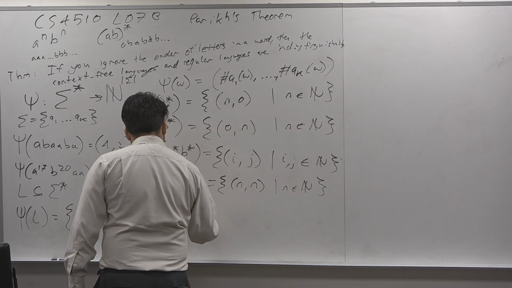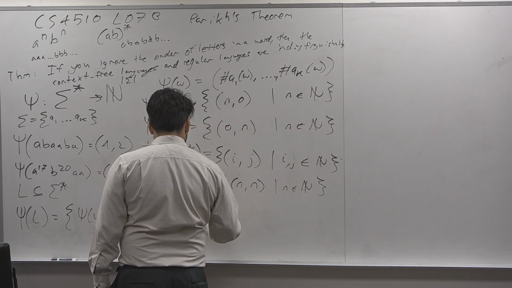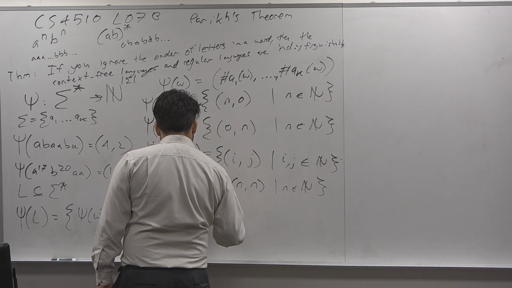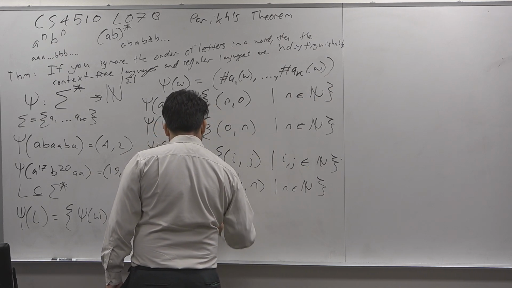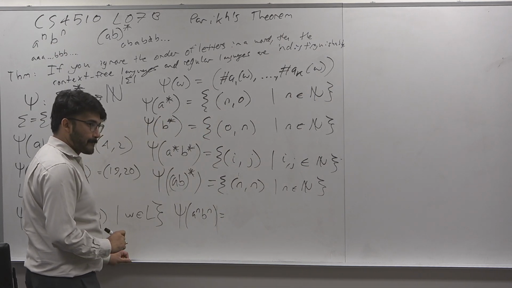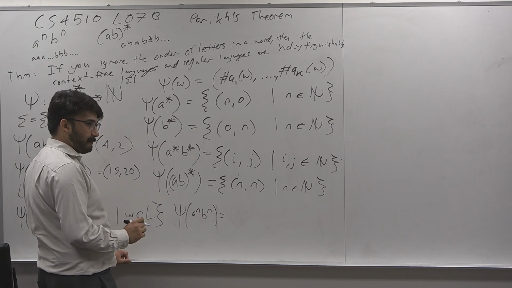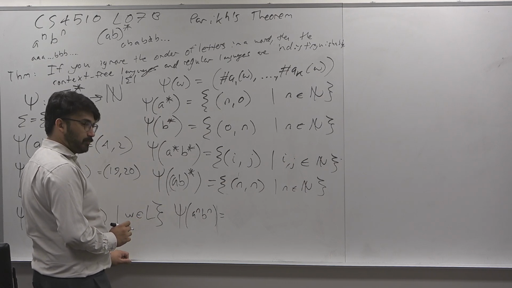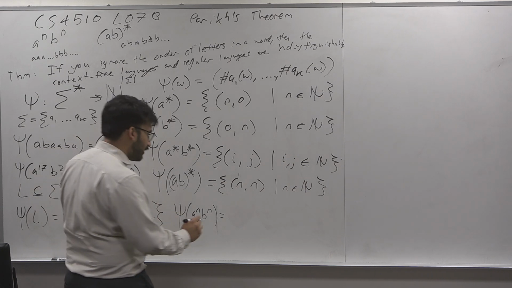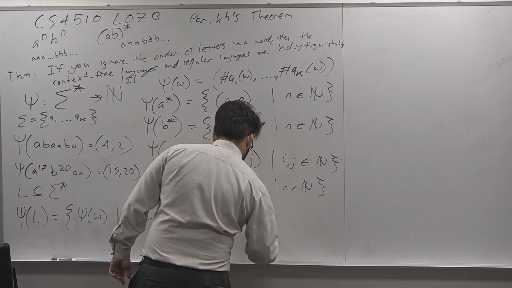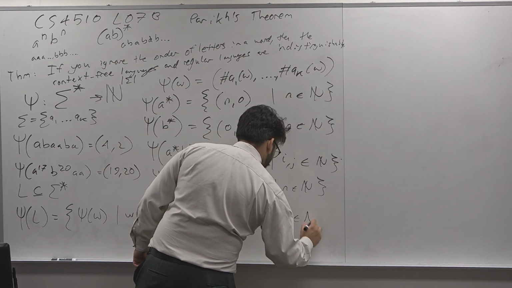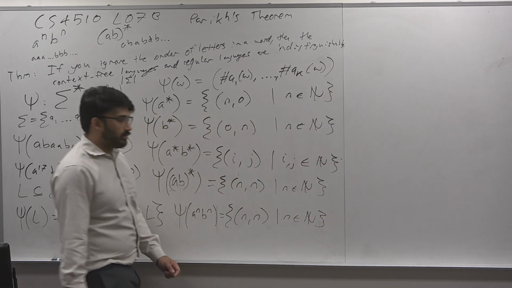What about the frequency of A to the N, B to the N, which is that one generated by the context-free language? It's the same, it's also n comma n. Exactly. That is basically what we're going to be proving today.